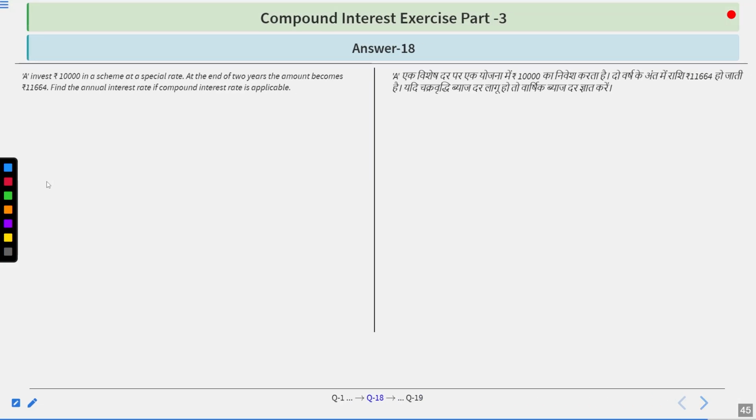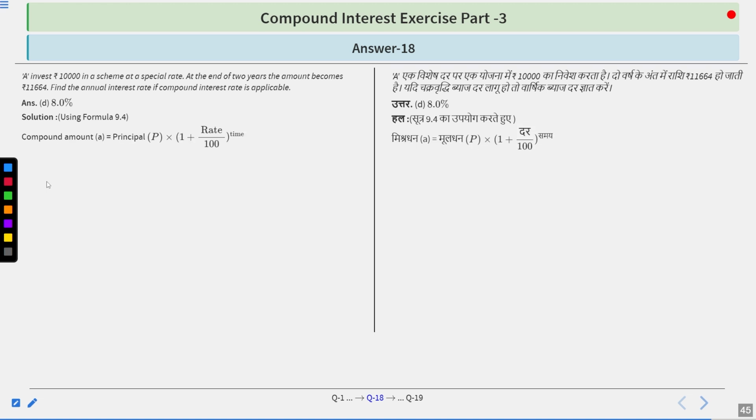Now, A has invested rupees 10,000 in a scheme at a special rate, and at the end of the 2 years, the amount has become rupees 11,664. We have to find the rate of interest if compound interest rate is applicable. Now, the answer to this question is option D, 8%, and we are using formula 9.4 to solve this question. The formula is compound amount is equal to principal into 1 plus rate upon 100 power time. Therefore, compounded amount is equal to 11,664. That is equal to principal is 10,000 into 1 plus R upon 100 power time is 2. We have to find the value of R.